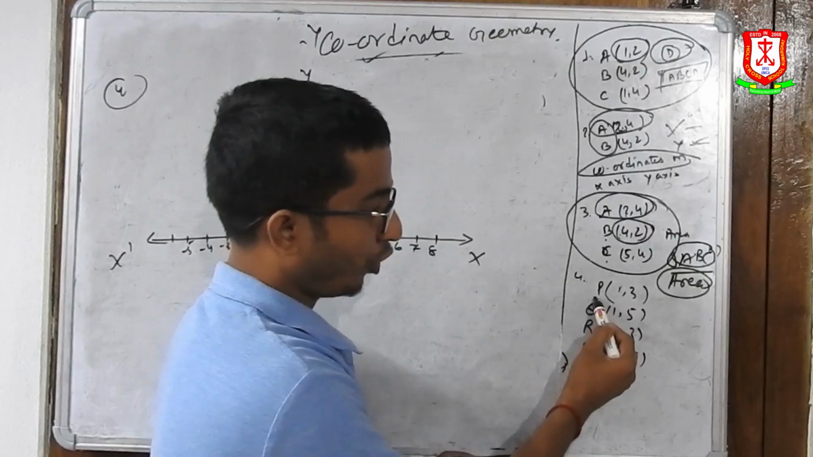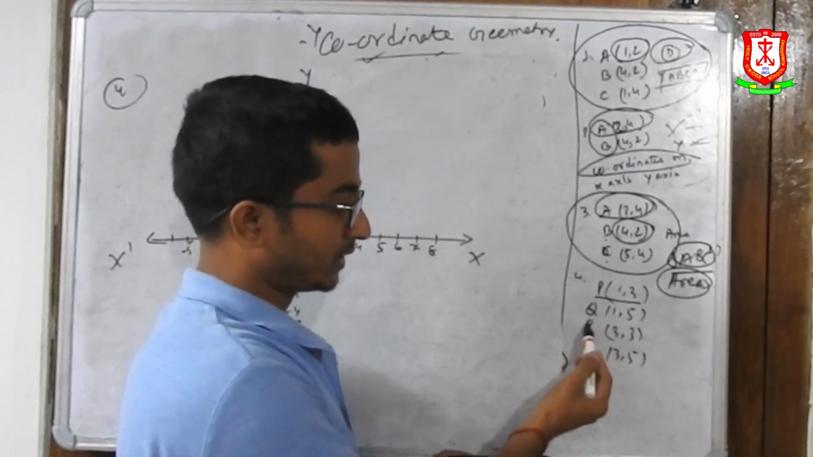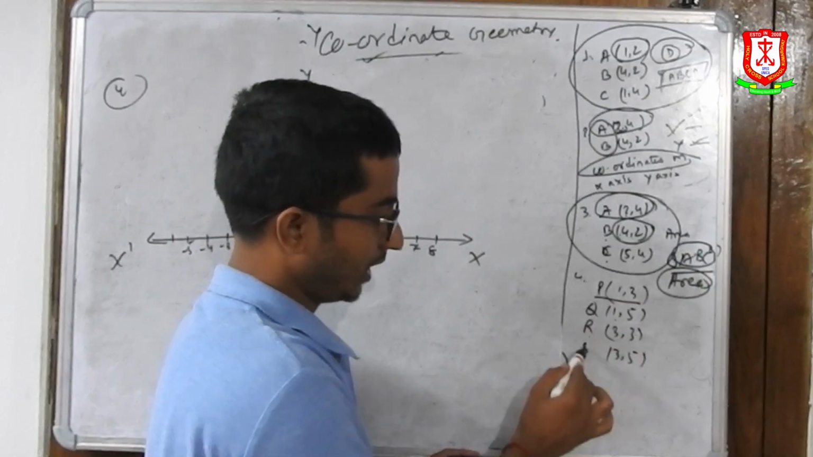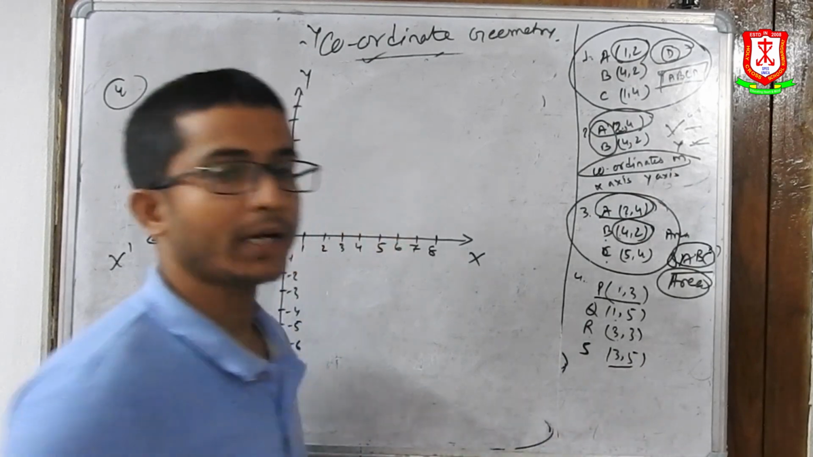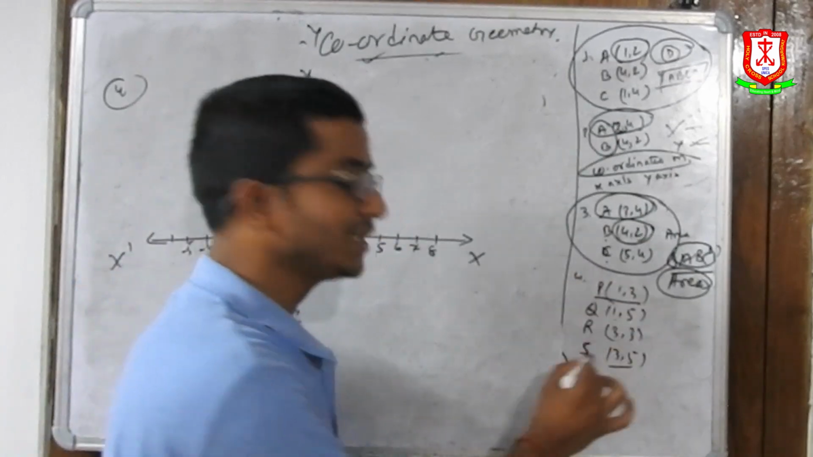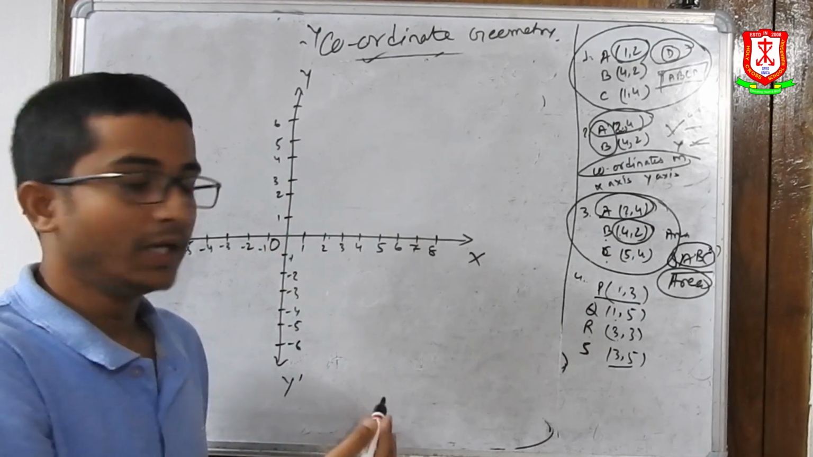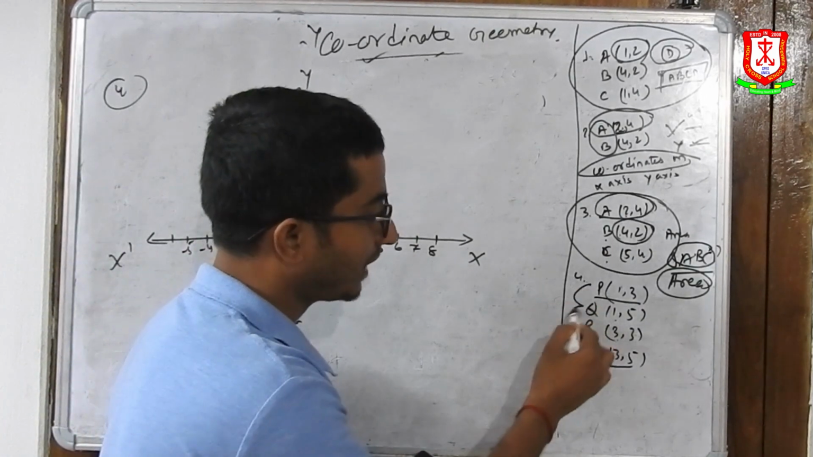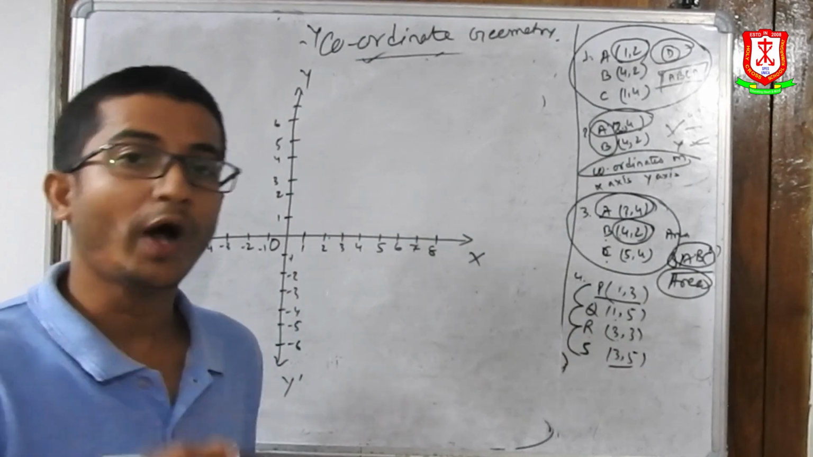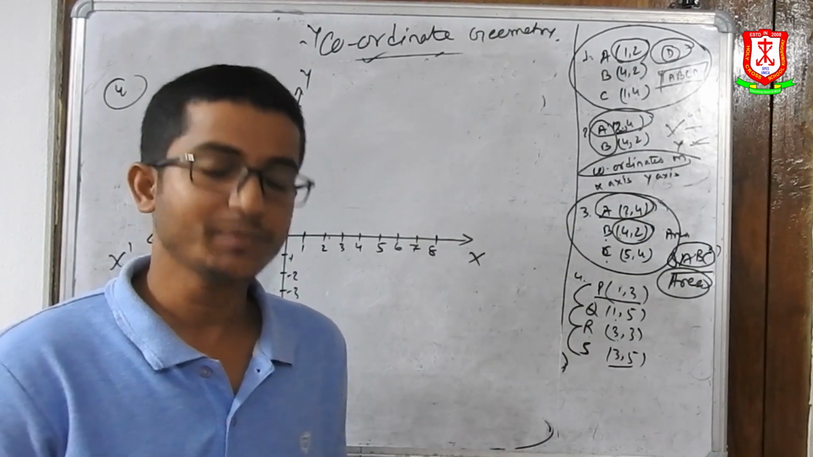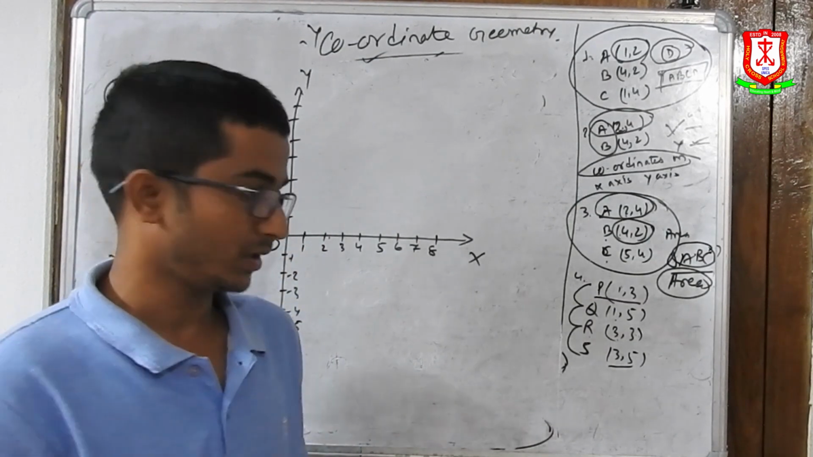Fourth example. Point P is given as coordinate 1, 3, Q is given as 1, 5, R is given as 3, 3, and S is given as 3, 5. We have to plot these points on the Cartesian plane on graph paper. Then we have to join all the points and show what kind of figure it is. It means we have to give the name of the figure.